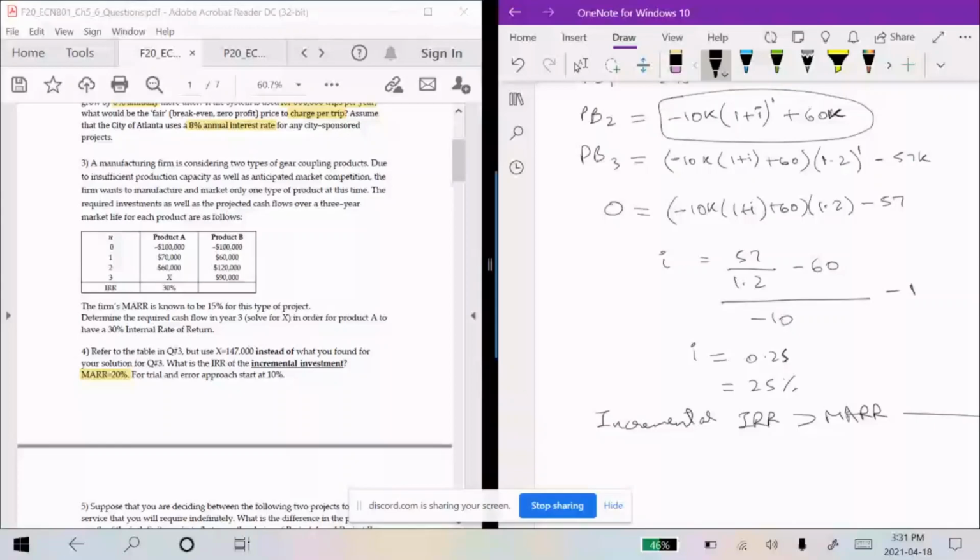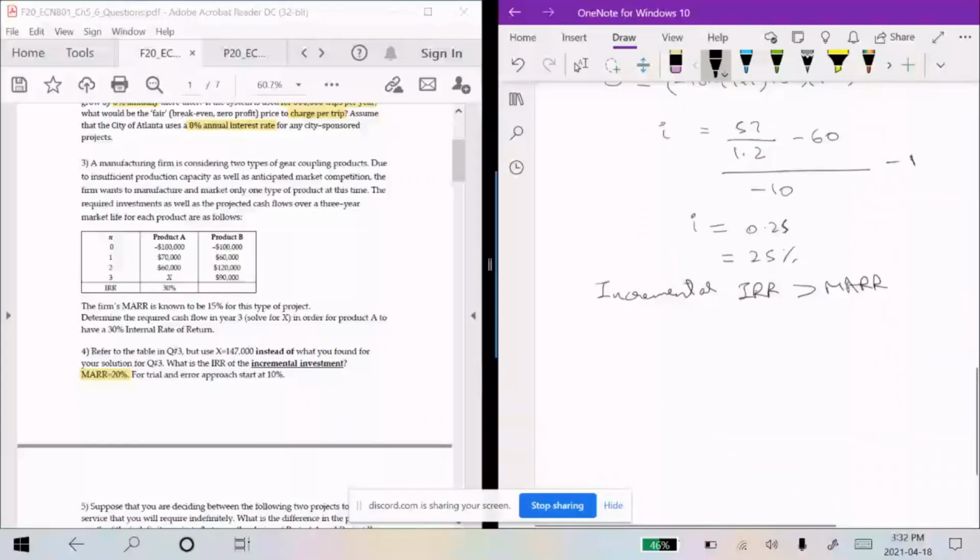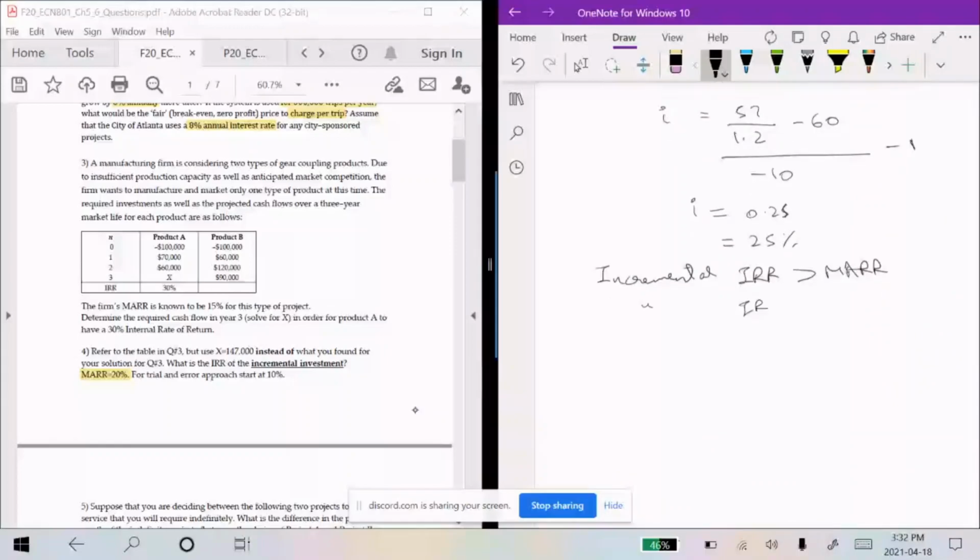Whatever you're taking as the first term in this B minus A is what you'll choose if the IRR is greater than the MAR. If the IRR is less than the MAR, then you choose project A.